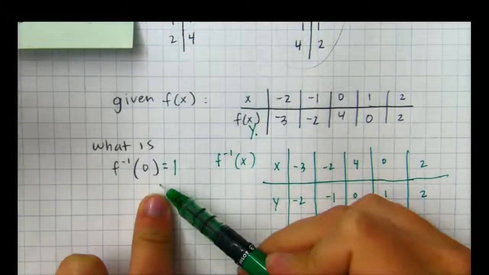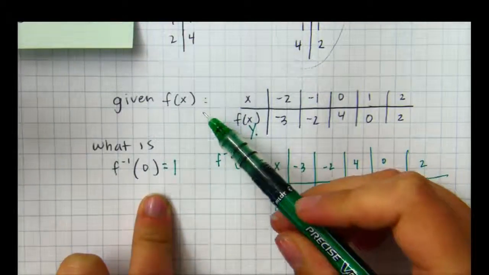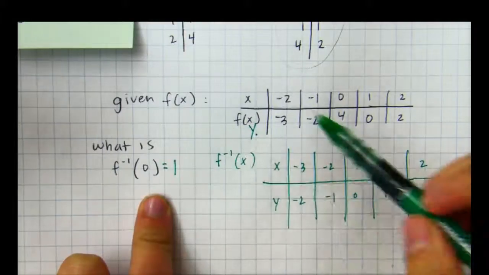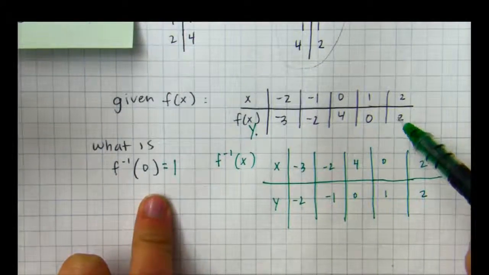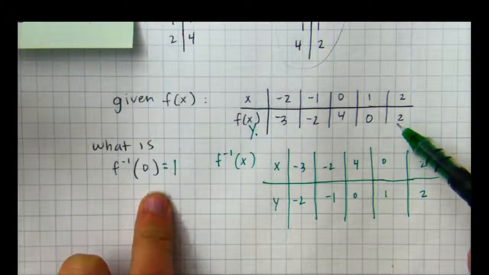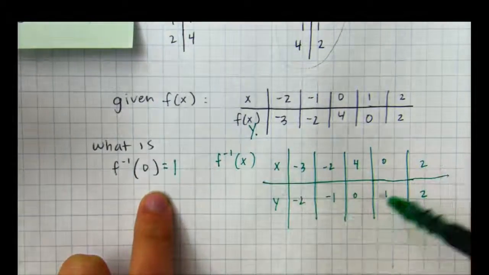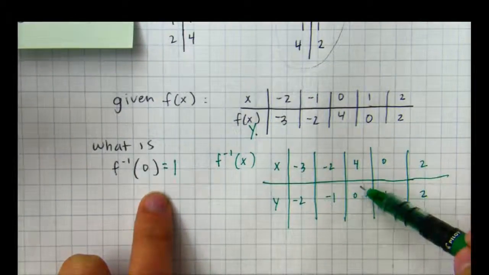So you're doing the same exact process as if I had asked you, what is f of 2? You would go along and look for 2, and then you would tell me what my y value was. So just as easy, you just got to create a new table.